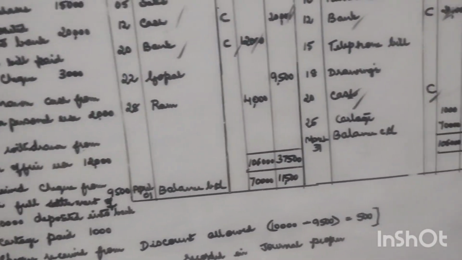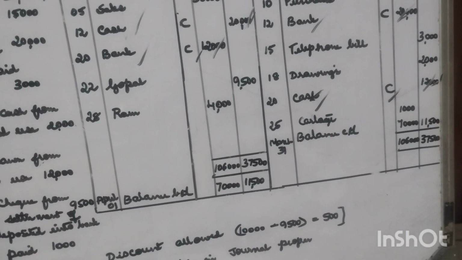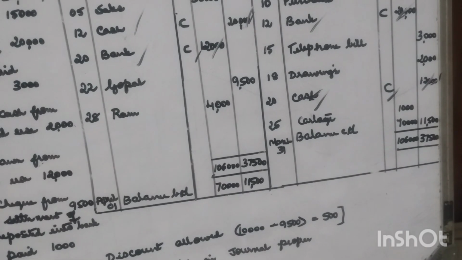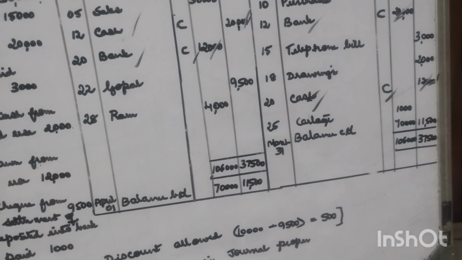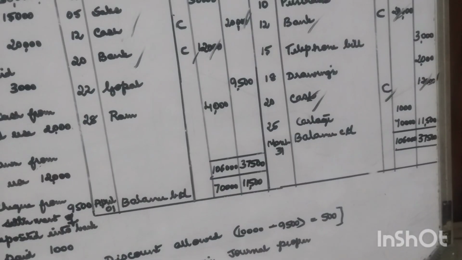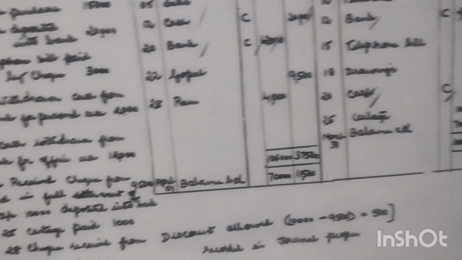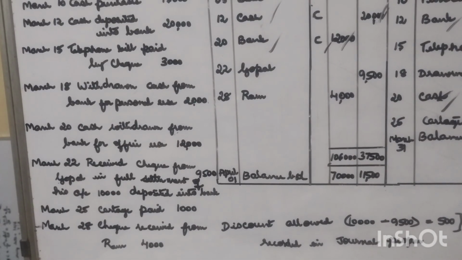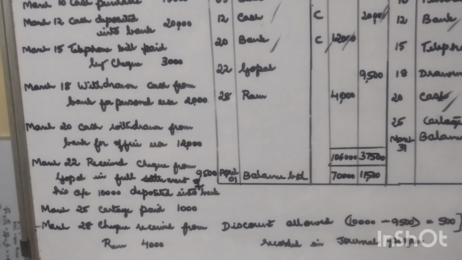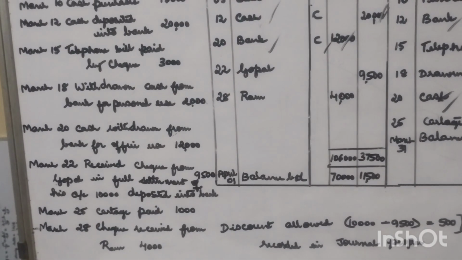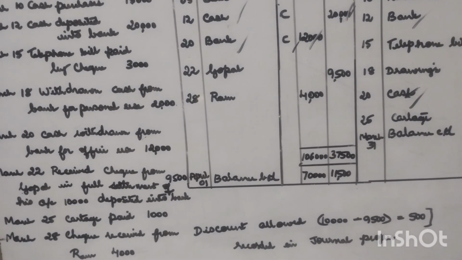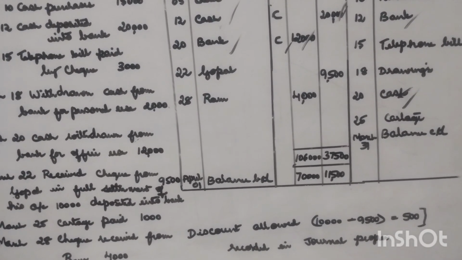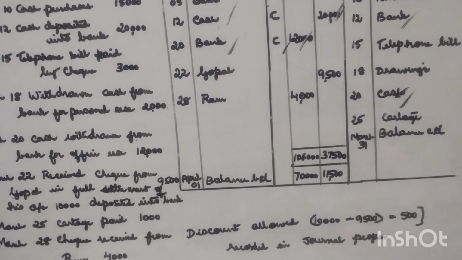Next, March 25, cartage is paid. So the payment is made by the firm. So record under credit side as cartage under cash column, because if it is paid through the check, then it must be recorded under bank column. So next, last transaction, March 28th, check received from Ram 4,000. The check that has been received. So record as Ram, date 28, under cash column.